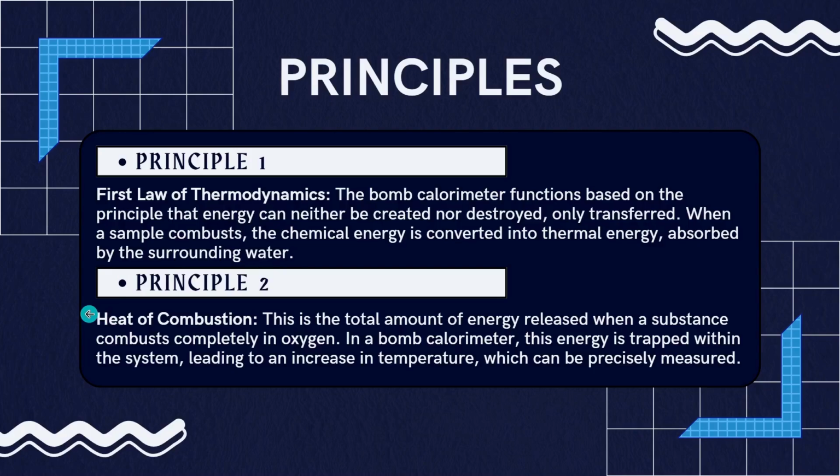Principle 2, the heat of combustion. This is the total amount of energy released when a substance combusts completely in oxygen. In a bomb calorimeter, this energy is trapped within the system, leading to an increase in temperature, which can be precisely measured.